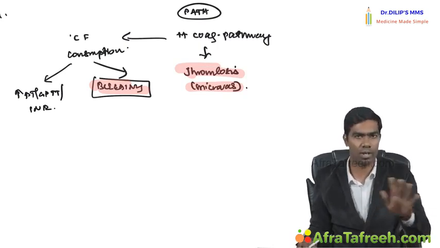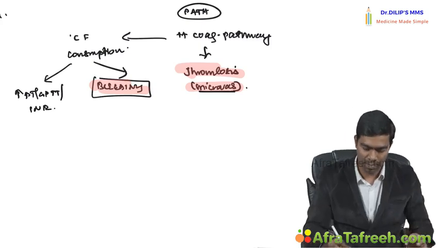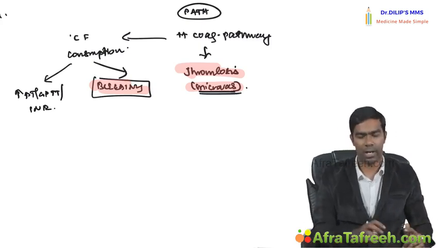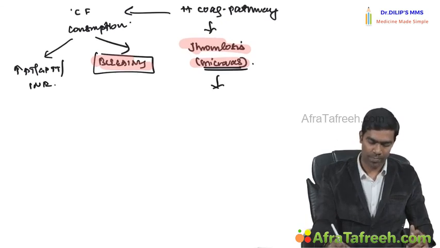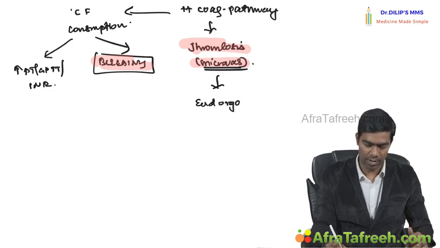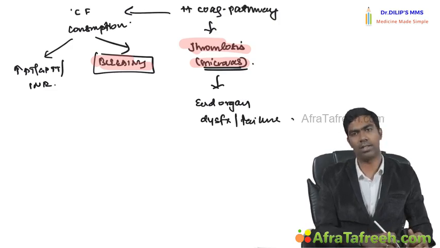You won't get a DVT or a pulmonary embolism typically. You will have a microvascular thrombosis, not a macrovascular thrombosis. And thrombosis typically causes end organ dysfunction because of hypoperfusion. End organ dysfunction and failure. So that's what DIC is all about.